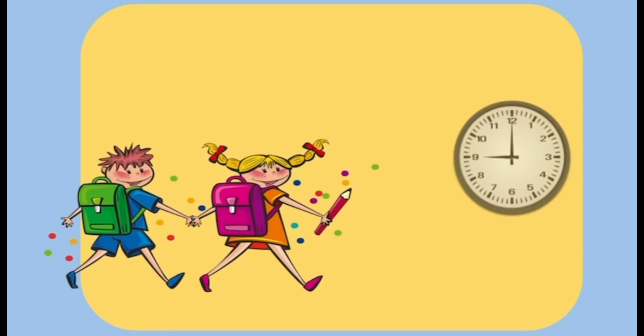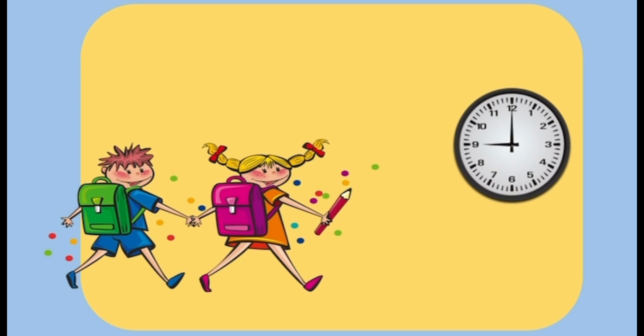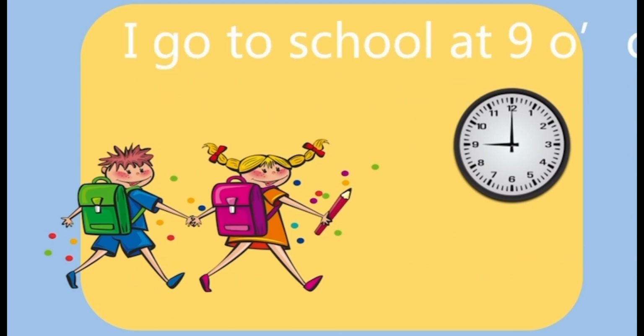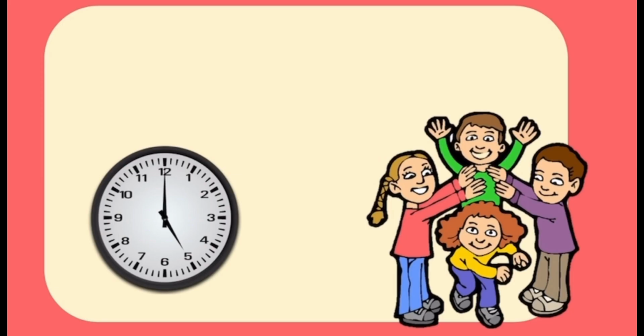Perfect. I go to school. I go to school at 9 o'clock. Don't forget at. I go to school 9 o'clock. Not good. I go to school at 9 o'clock. Perfect. Let's look at this picture and think.